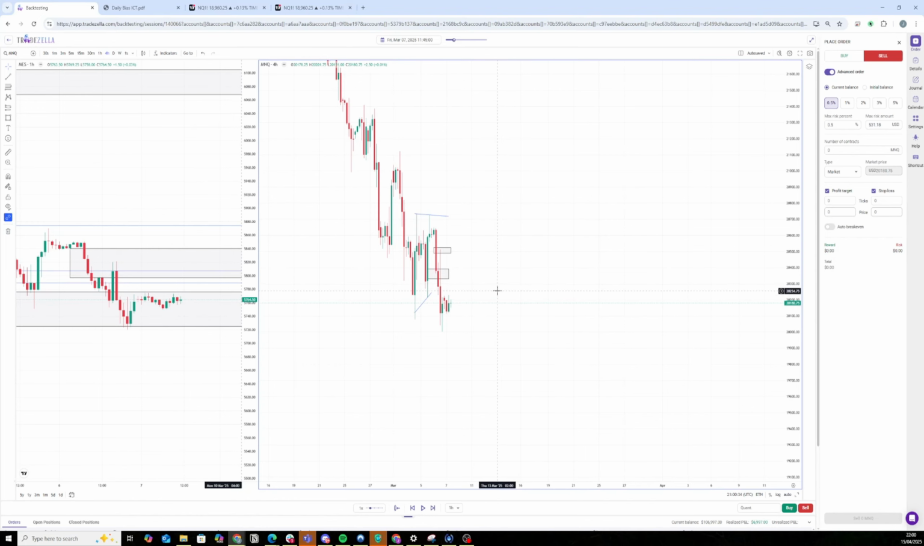Perfect. Thank you. Why do you use 61.8 to 71% fib? I've just found over my time that it's slightly more accurate. But again, both work just fine. I wouldn't worry about it too much.